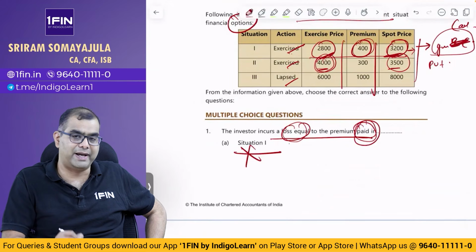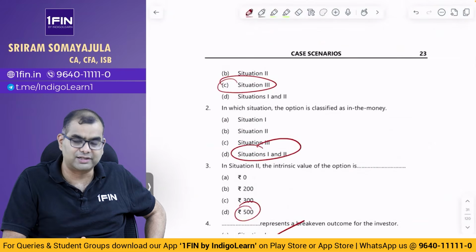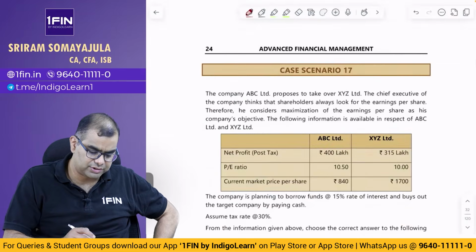Loss equal to premium paid. Okay. So, be very, very careful. See how I could have unnecessarily landed in trouble if I had not checked it again. Right, please be very careful. Moving to the next question.